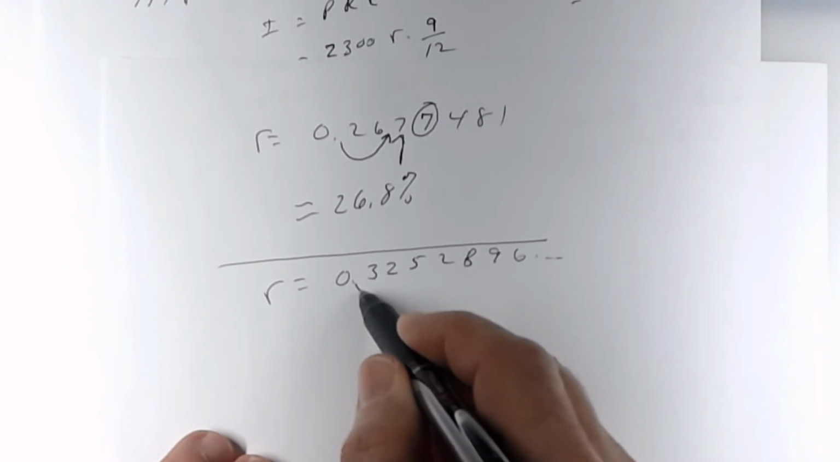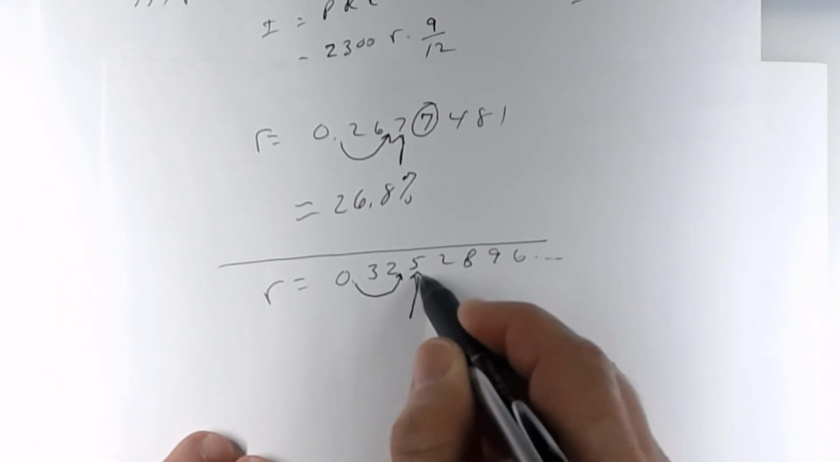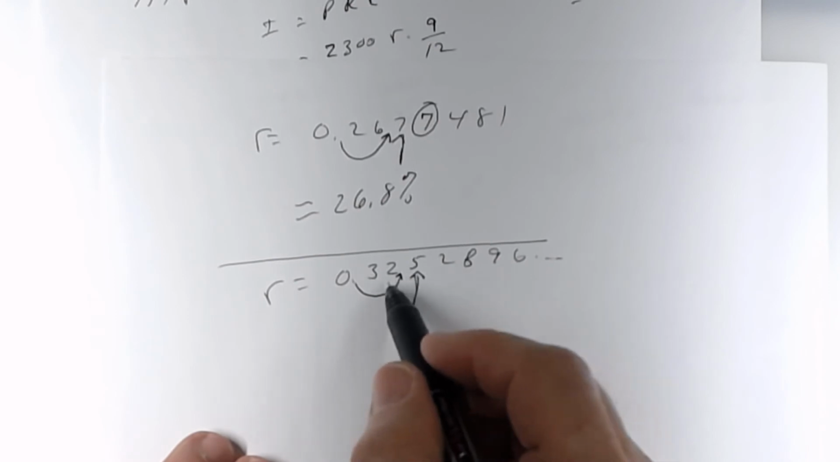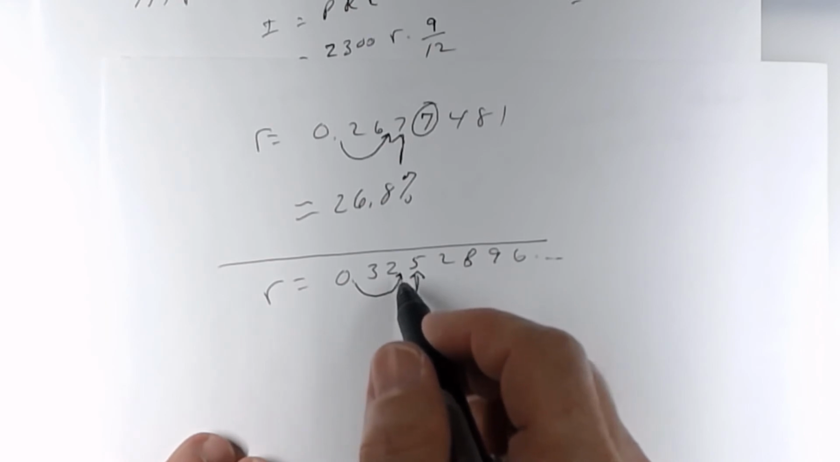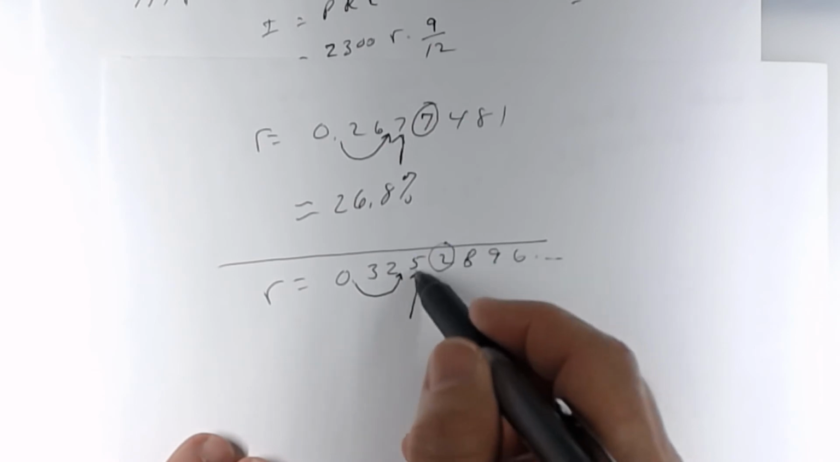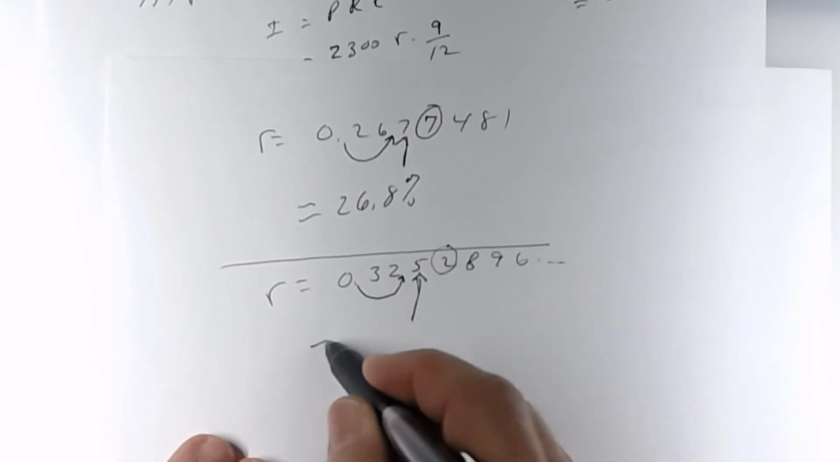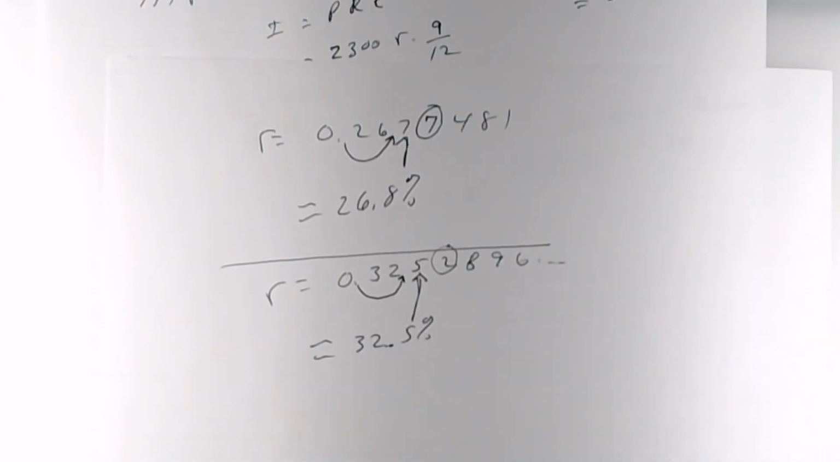You got to first of all change that to a percent with the decimal point 2 places to the right. Then this becomes the tenths place. So is my answer going to be 32.5% or 32.6%? Yeah, because this is less than 5, so that stays 5. So 32.5%. Okay, any questions on rounding off to nearest tenth? Okay. All right, you try this one.